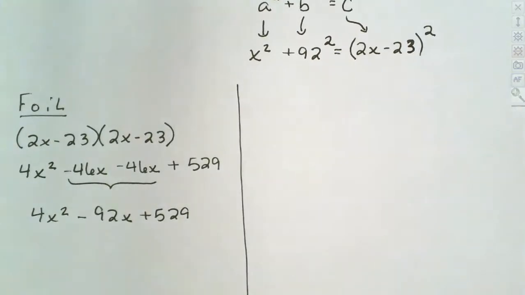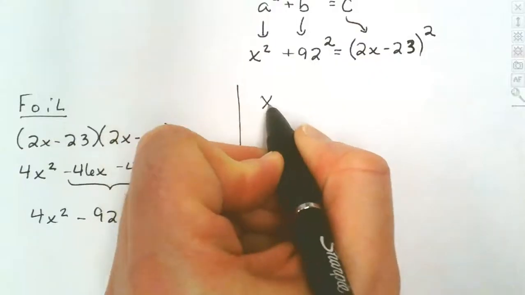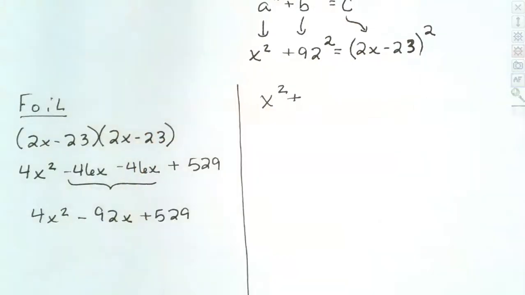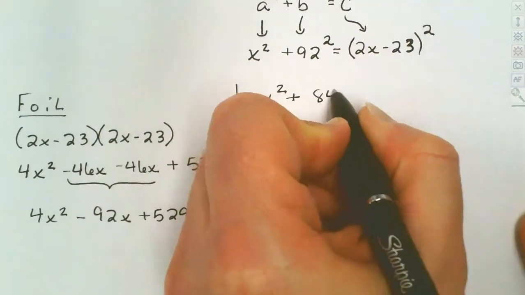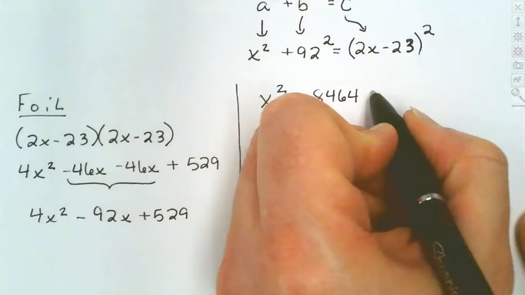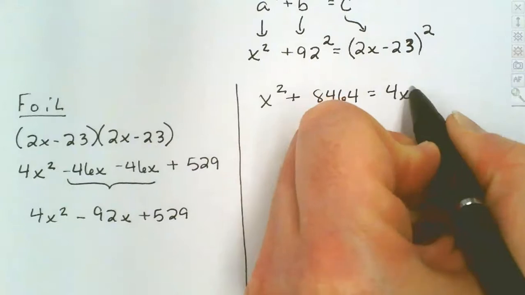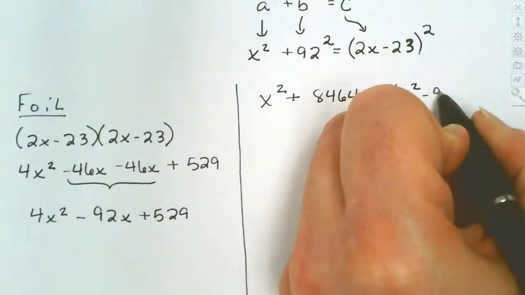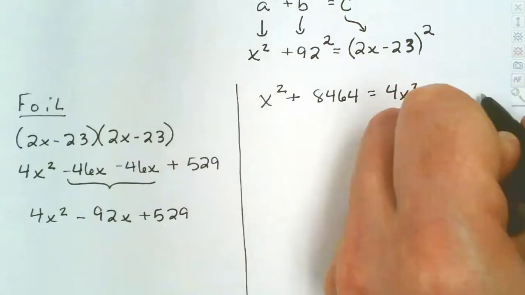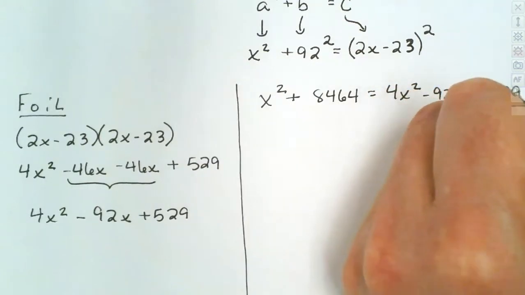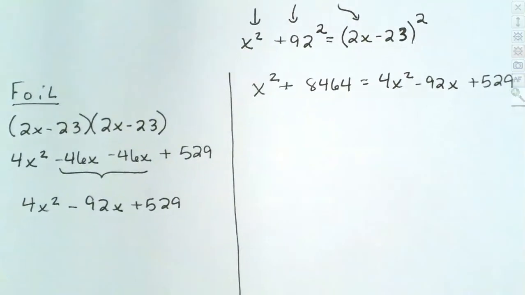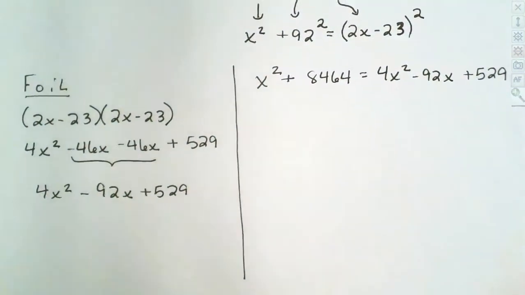Well, we now have, when we rewrite it, x squared. We've got 92 squared, and 92 squared is 8464. We just squared this out over here and got 4x squared minus 92x plus 529. So this is where we're at so far. Now, if we want to use the quadratic formula, what do we have to set it equal to? 0. Okay?